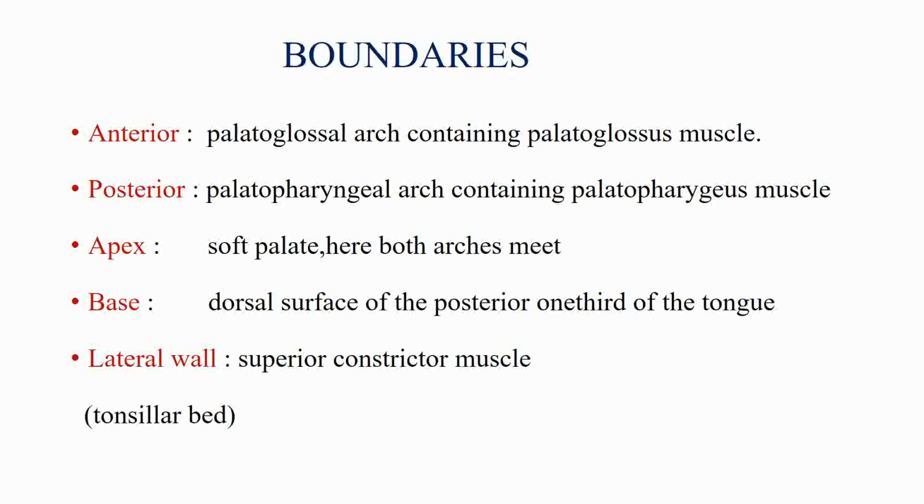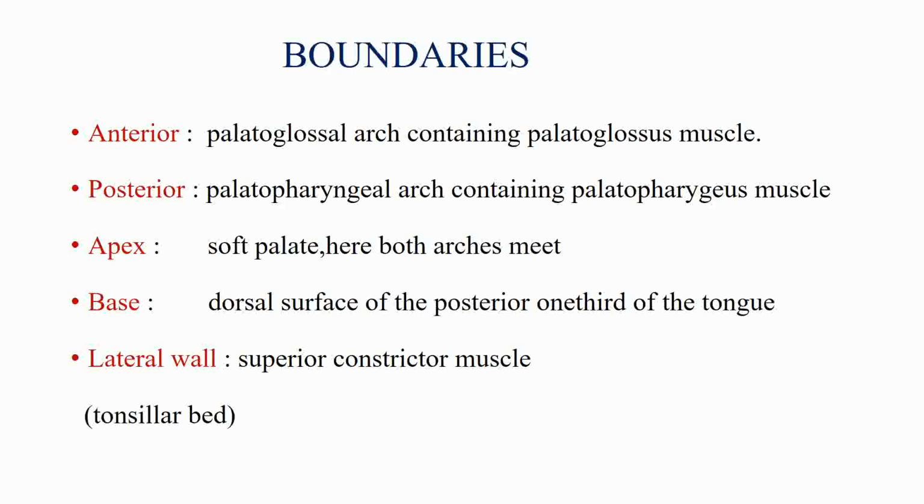Coming to the boundaries of the tonsil, that is the tonsillar fossa. The tonsil is located in the tonsillar fossa. Anteriorly it is bounded by the palatoglossal arch, which contains the palatoglossus muscle. Posteriorly by the palatopharyngeal arch containing the palatopharyngeus muscle. The apex is the soft palate, where the 2 arches meet. The base, where the tonsil is resting, is formed by the dorsal surface of the posterior 1/3 of the tongue.